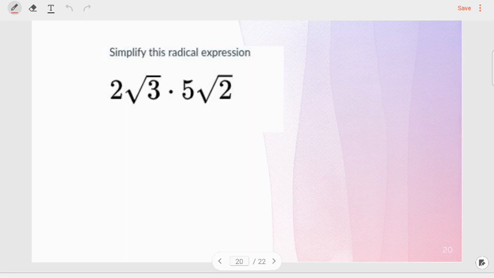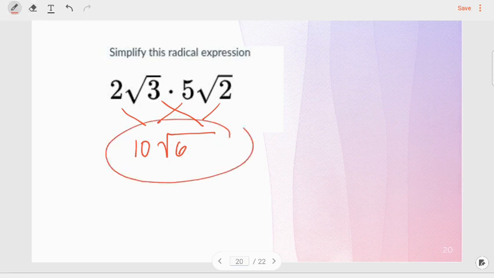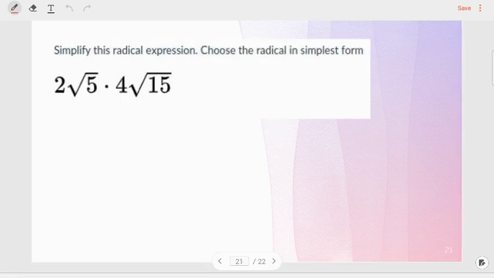Multiplication. Now multiplication is a little bit different. Instead of simplifying to begin with, I can actually start by multiplying. 2 times 5 is 10. And now inside the radical, 3 times 2 is 6. I always check to see if I can simplify my radical. 6 splits into 2 and 3, neither of which are pairs, and it doesn't simplify any further, so my final answer is 10 radical 6.